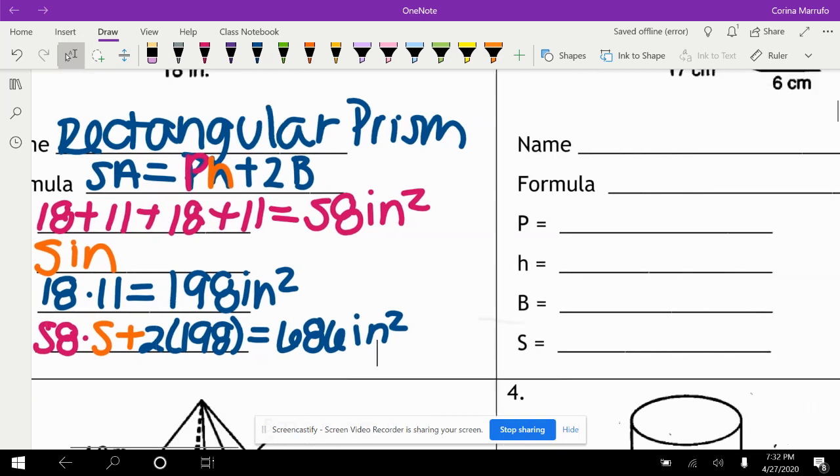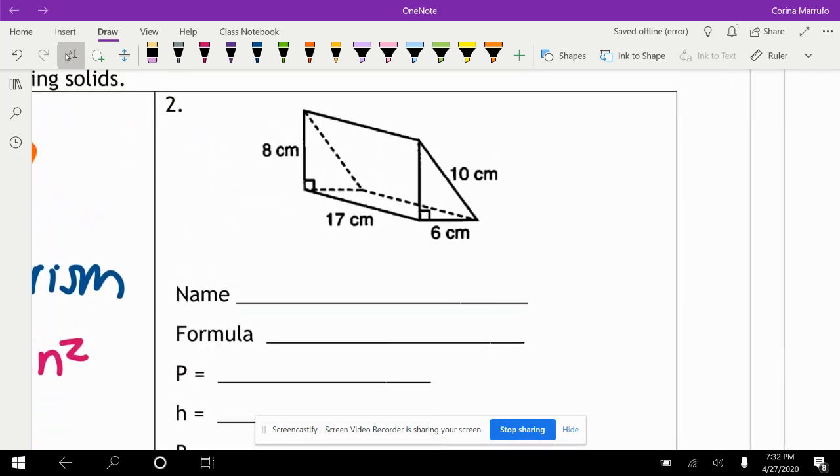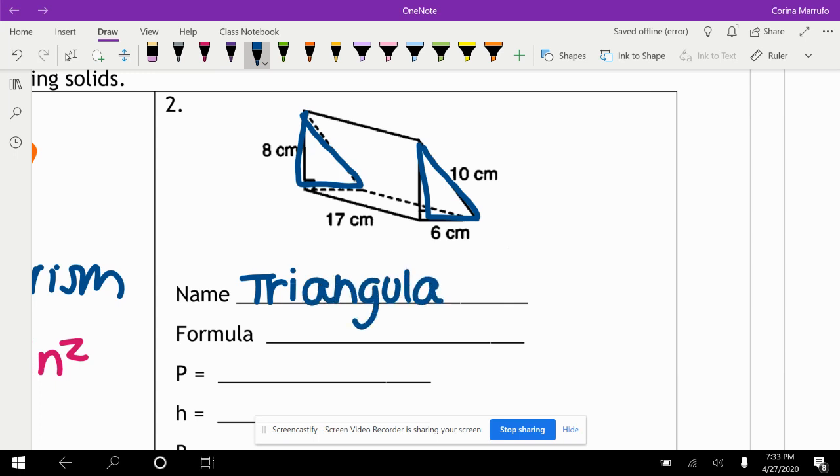All right, moving on to the next problem. So this one we need to figure out what this is. We do see two triangles. This is commonly mistaken to be a pyramid, but it's not a pyramid because it has two parallel bases, okay? And the two parallel bases are triangles, okay? So this is a triangular prism.